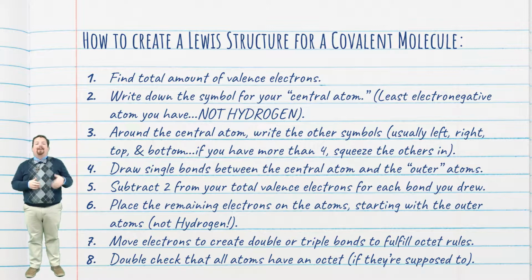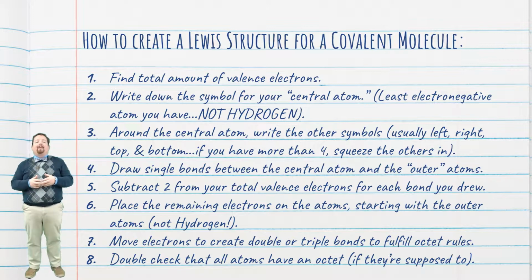Each of those bonds you just drew represents 2 electrons being shared. So now you need to subtract 2 electrons from your total amount of electrons to work with for every bond that you just drew. This is going to tell us how many electrons we have remaining and still have to place on our structure. Now you can go ahead and place these remaining electrons around the outer atoms first, not hydrogen, remember, because it only wants 2 and it's already bonded. Place them as you do with Lewis symbols, one at a time, and then pair them up.